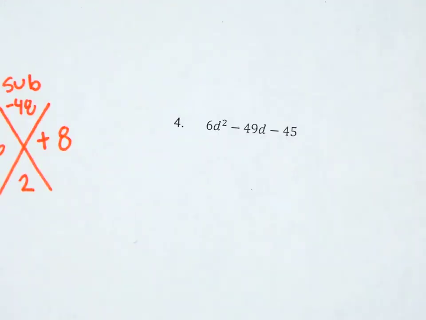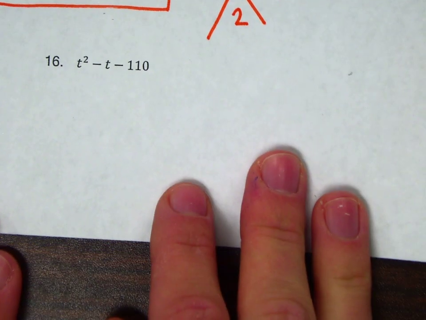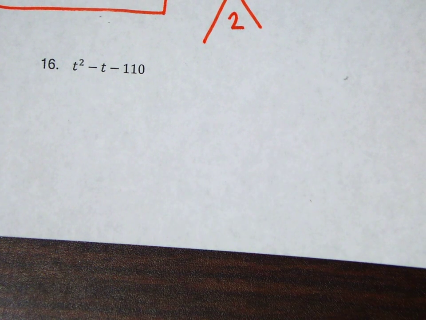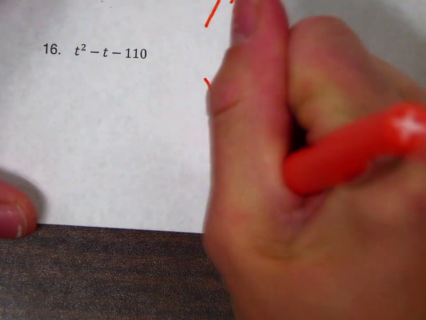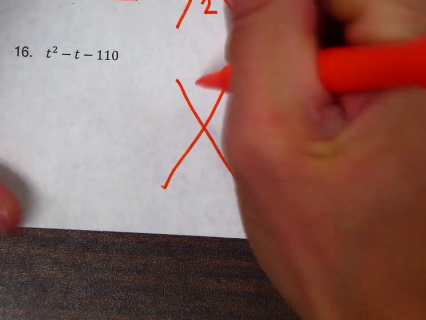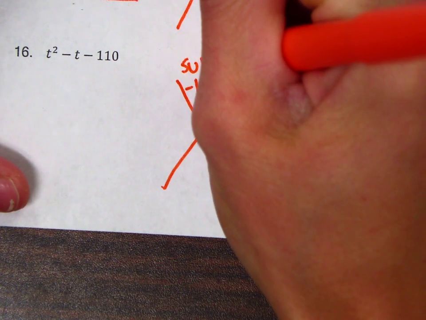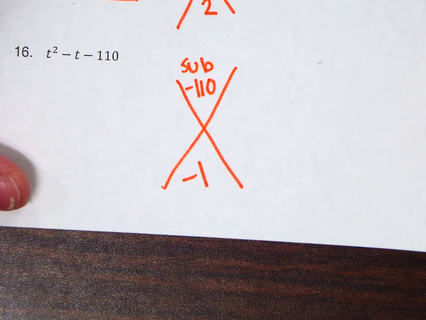All right, so let's do another one. All right, so I'm going to do X method here. I'm going to put negative 110 on top. Because it's negative, I'm thinking subtract. And I'm going to put negative 1 on the bottom.